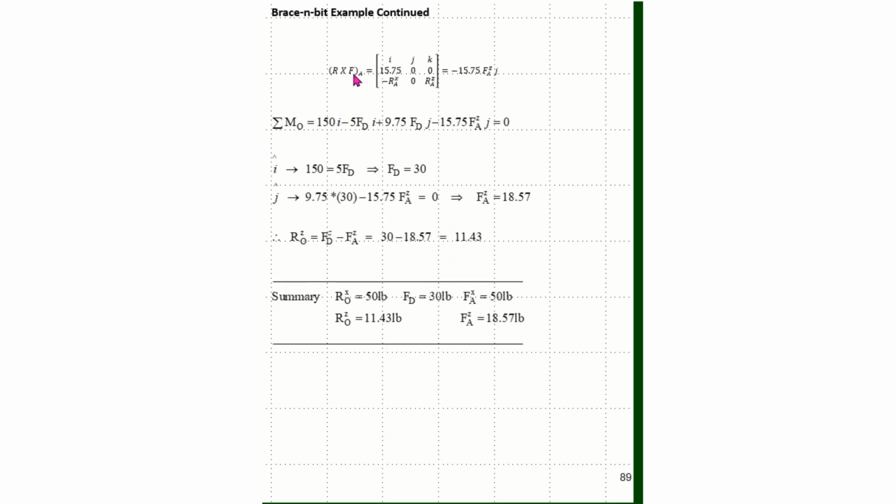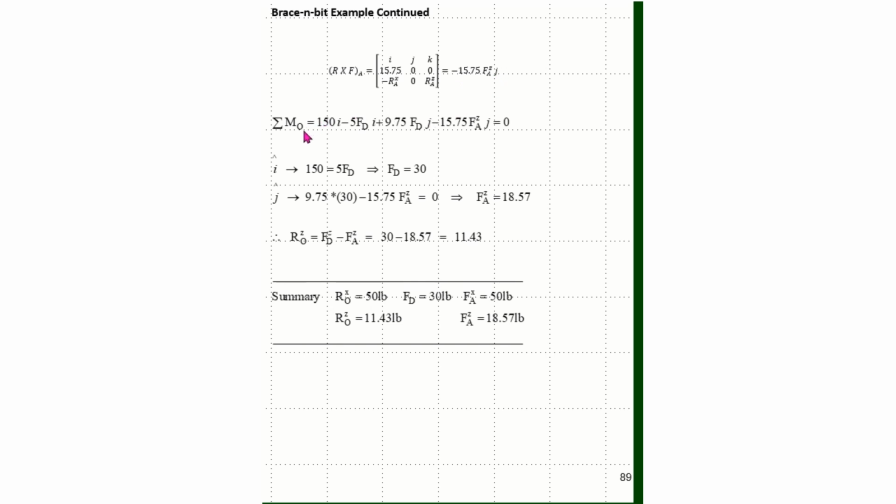I then turn to the R cross F to point A, and I go 15.75 in the I direction, and then I have 2 point loads out there at A. I have an RAX with a minus sign because it's in the negative X direction, and I have an RAZ, and then I can solve this cross product.